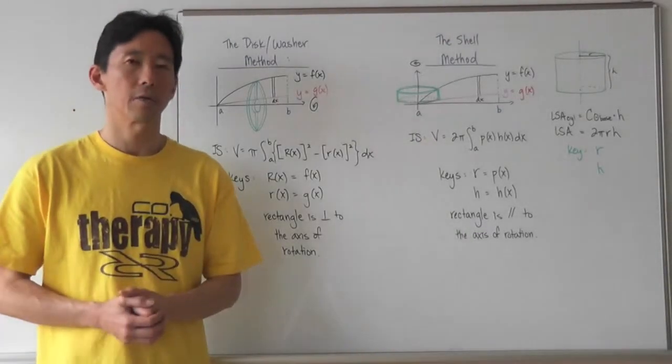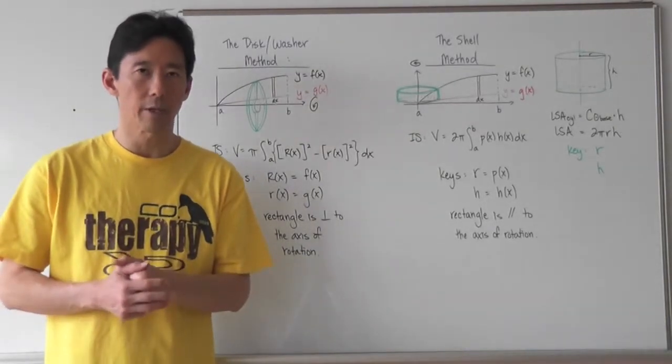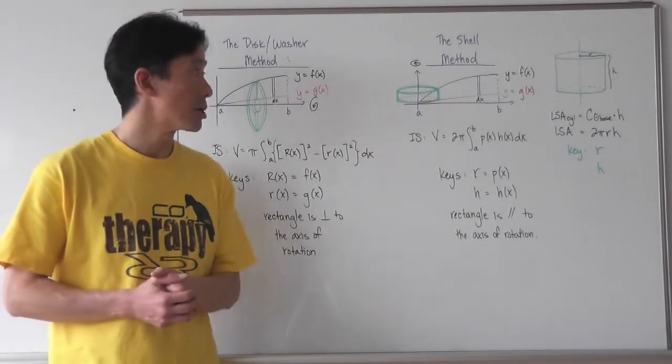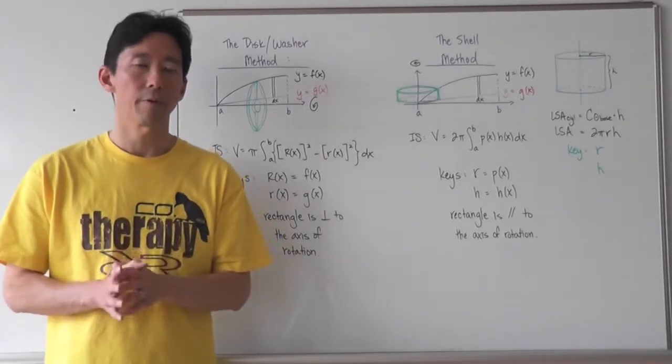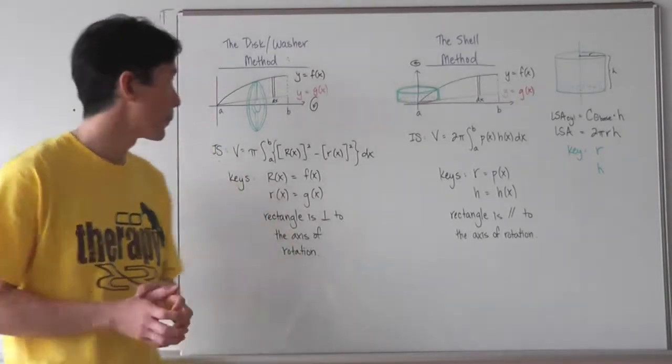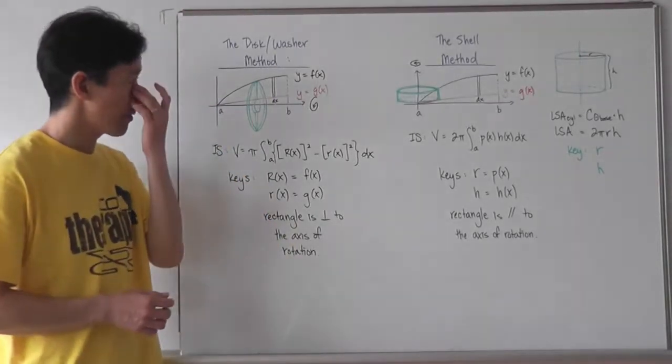Hello everyone, let's take a look at the second method for finding volumes of revolution, which is called the shell method. Before we do that though, I would like us to review the disk washer method. So let's take a look at that first.